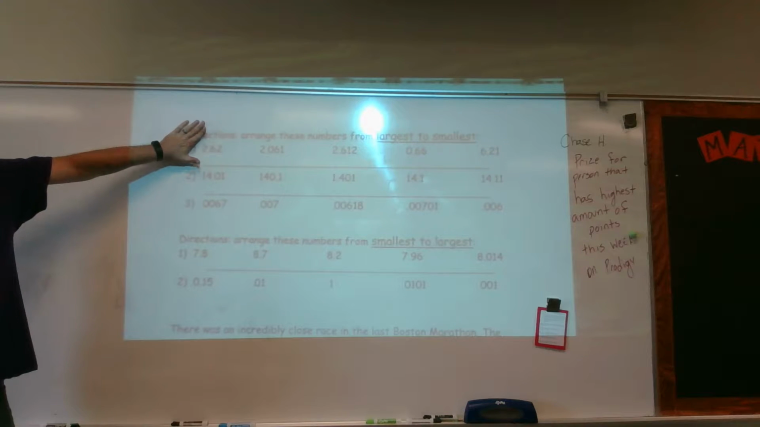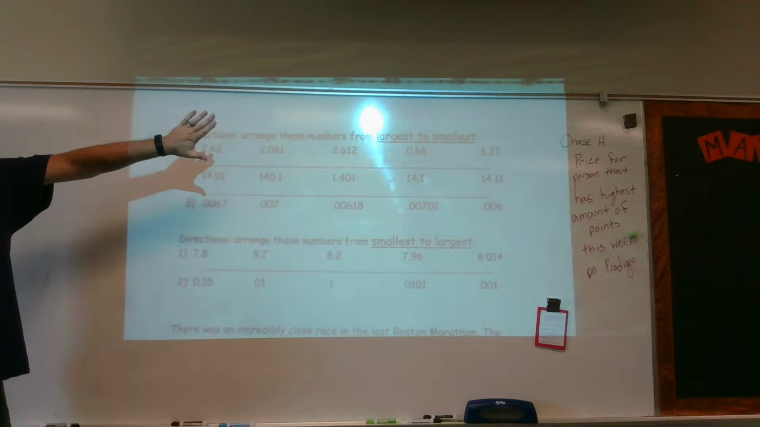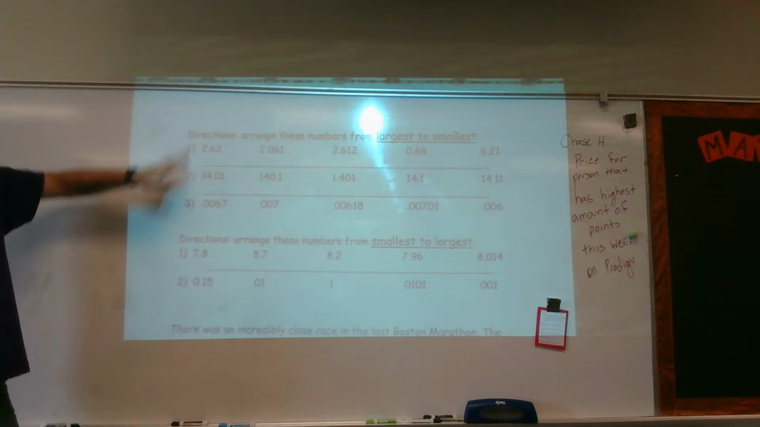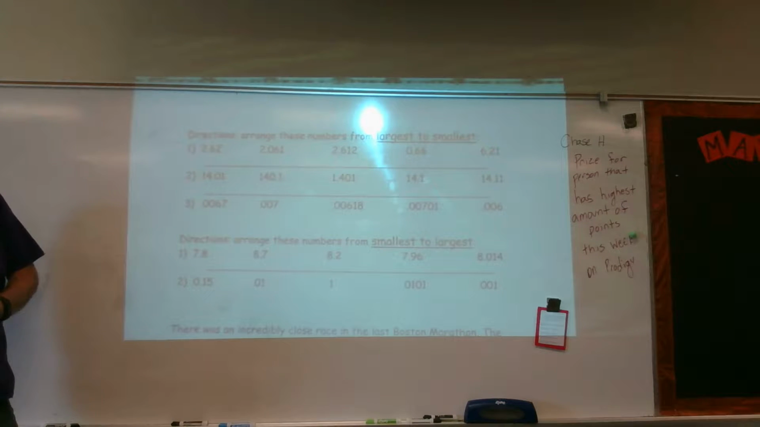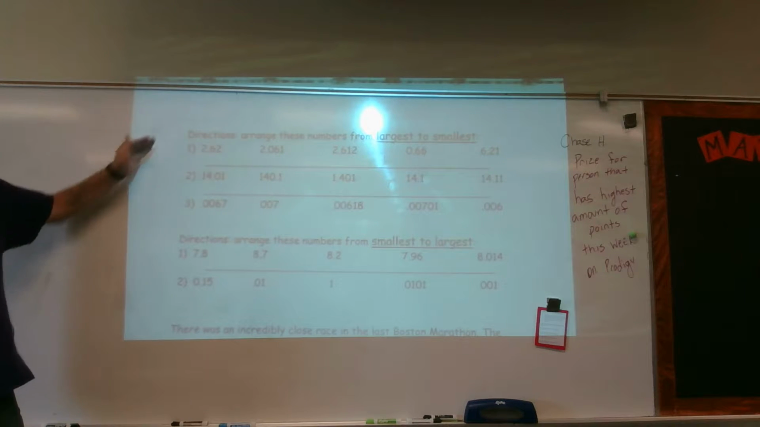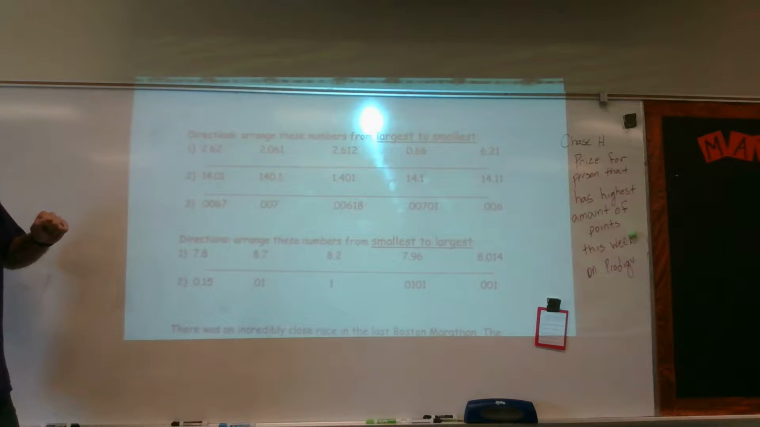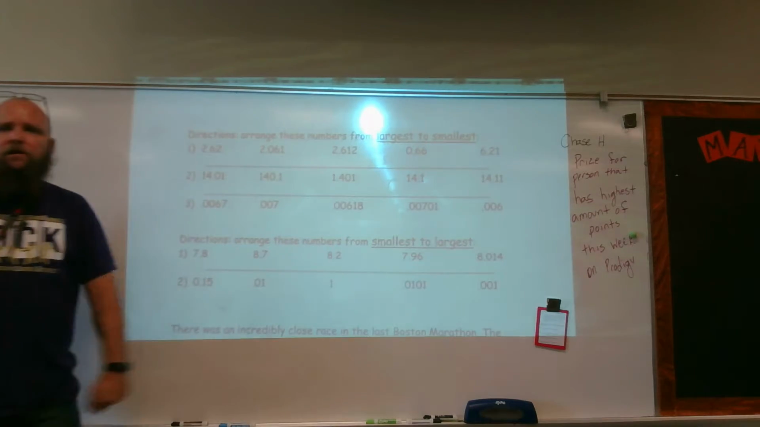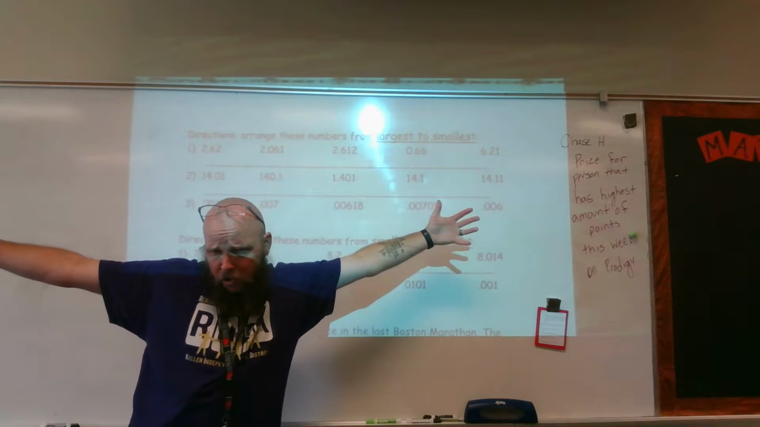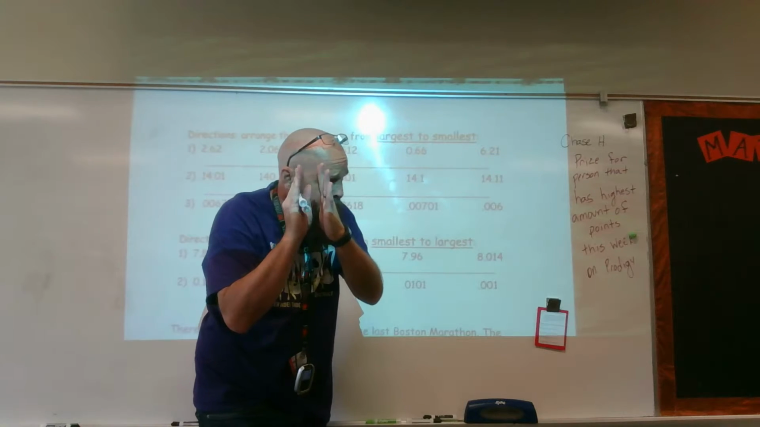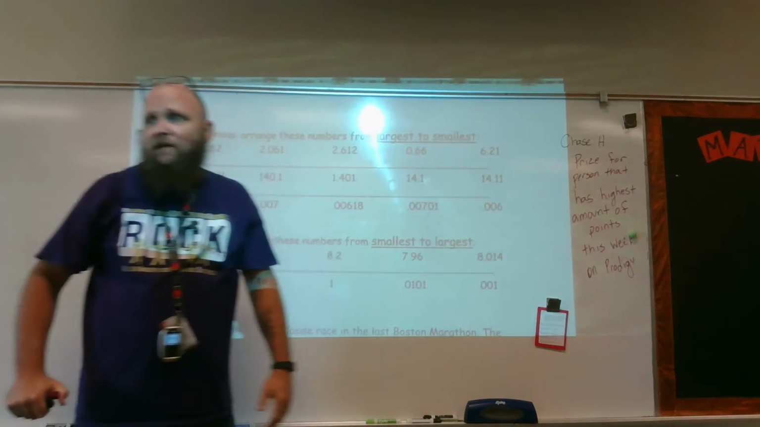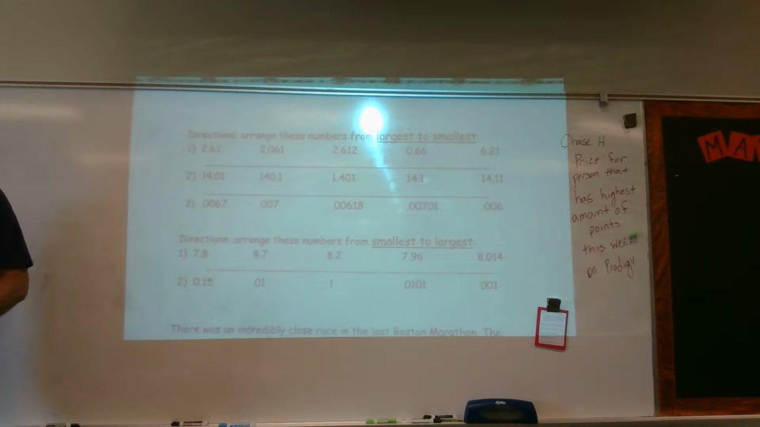All right, so let's look up here. When comparing or ordering decimals, please watch, for those of you that are struggling. Problems 1, 2, and 3 say, arrange these numbers from largest to smallest. So the biggest number goes first, and the smallest, tiny number goes last.